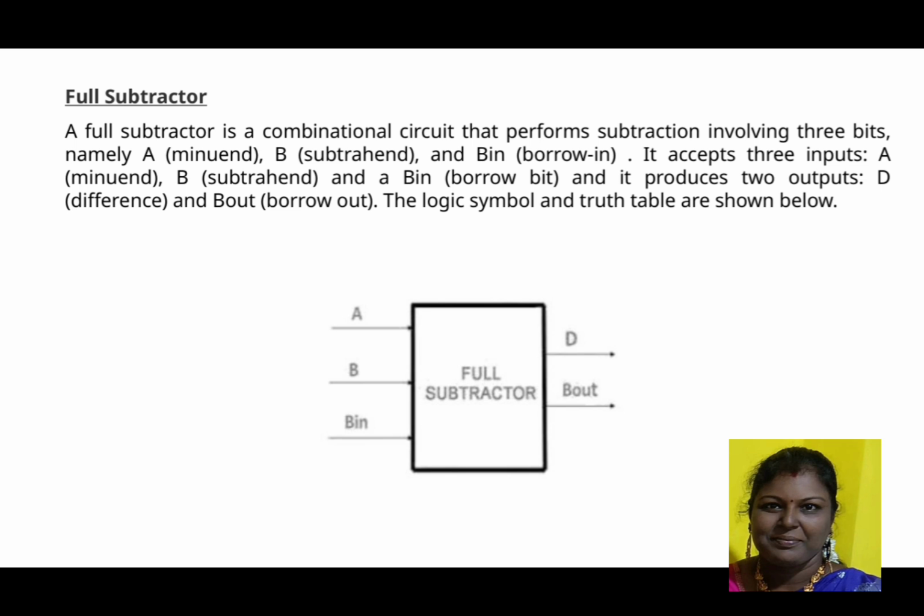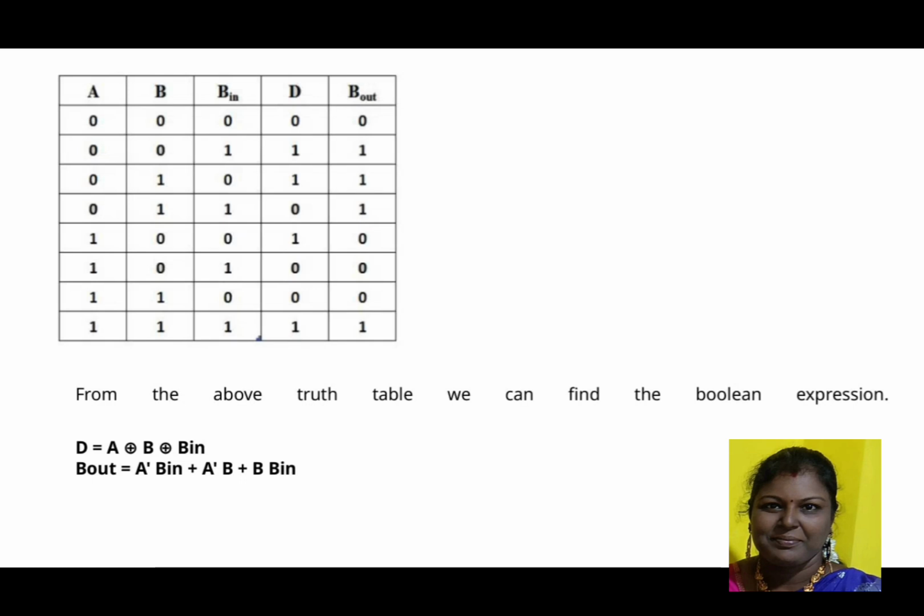On the slide, you'll see its logic symbol and truth table, which map out exactly how it works. From the truth table we just saw, we can derive the Boolean expressions that describe the circuit's behavior. The output D is the result of an exclusive OR operation between A, B, and bin. That's our sum bit. Meanwhile, bout, the borrow-out, is a combination of terms involving the complements and products of A, B, and bin. These expressions capture the logic behind the subtraction process in a clear, mathematical way.